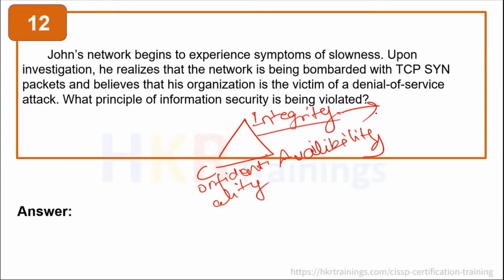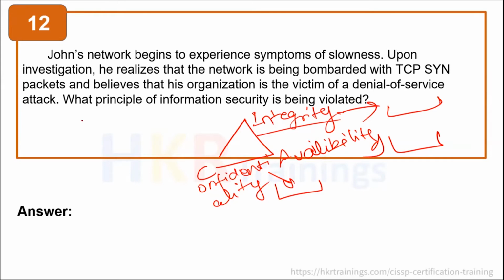Integrity is that whatever data you have stored must not be modified in an unauthorized manner. Availability is that data or the system must be made available to the users as and when required by them. Confidentiality is that only the people who need to know do know the thing about your system. What is happening here is TCP SYN.